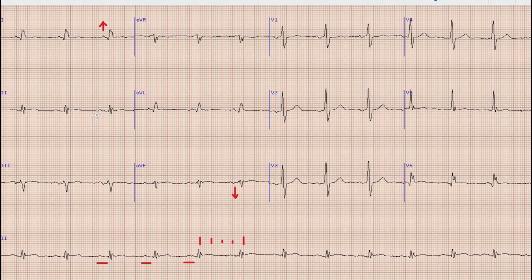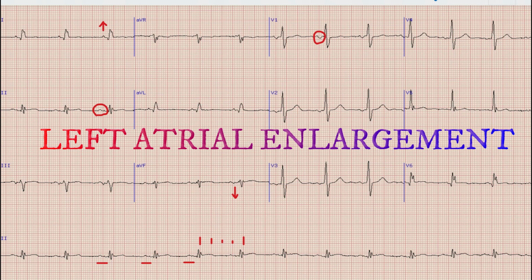The next is the P wave. You can see that in lead 2 the P wave, although it has a low amplitude, is wide and notched. Similarly, in lead V1 it is biphasic with a negative terminal which is more than one small square wide and more than one small square deep. So the presence of such P waves in lead 2 and V1 means that it is a left atrial enlargement.